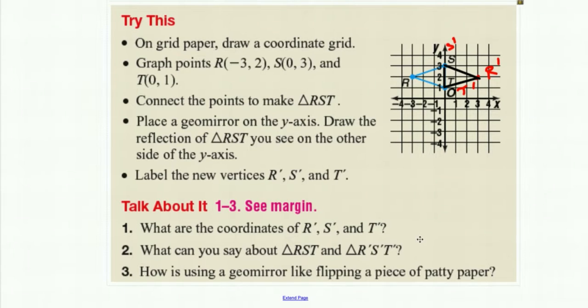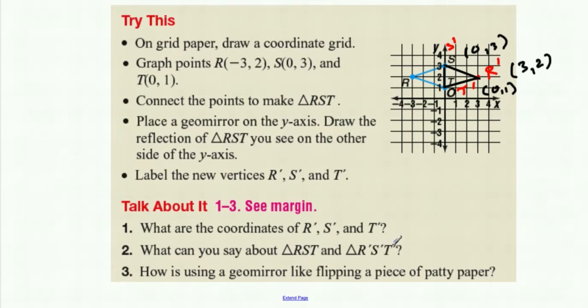Okay, so the coordinates are given. Where are the coordinates? Oh, it's in the margin. So the coordinates of r prime is 3, 2. Coordinates of t prime would be 0, 1. And the coordinates of s prime would be the same as point S, which is 0, 3.